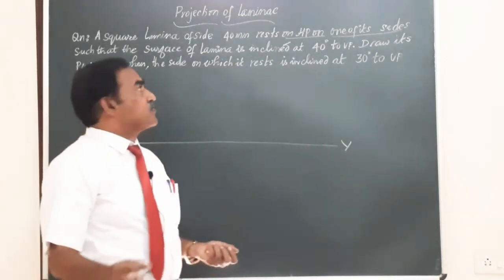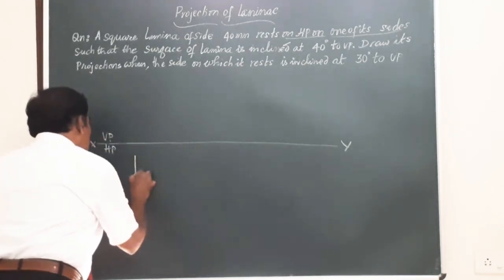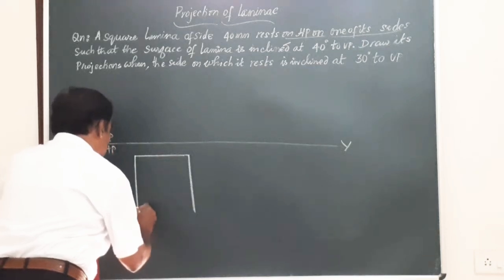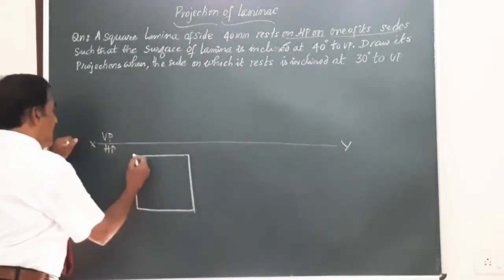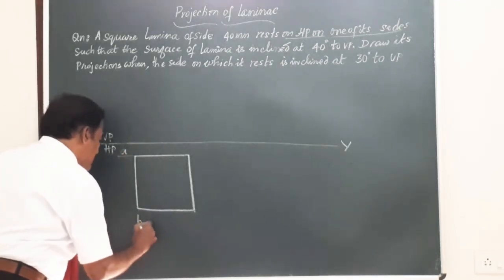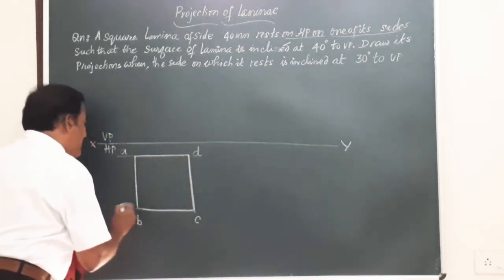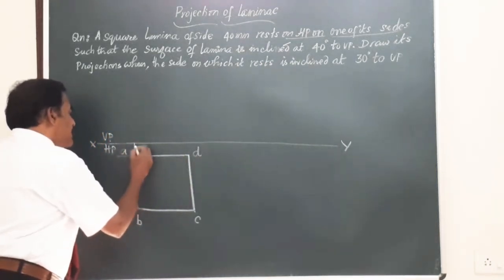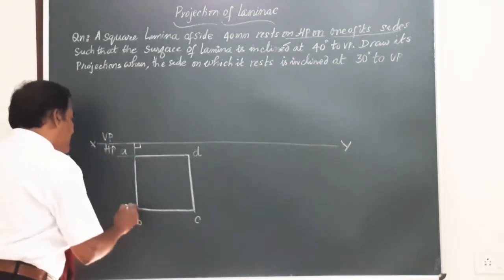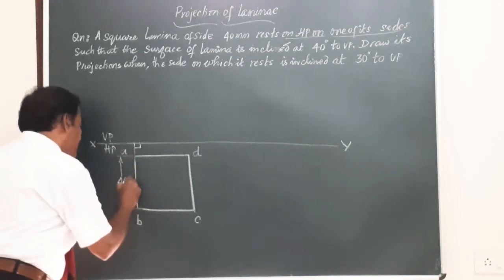Friends, in today's discussion we have a square lamina. So, I am going to draw a square here in the top view, each side having 40 millimeter length. So, this is a square. I'll just number these as A, B, C and D. So, ABCD is a square lamina which is placed on HP such that one of the sides AB is normal to VP, or perpendicular to VP, and this has got a dimension of 40 mm.